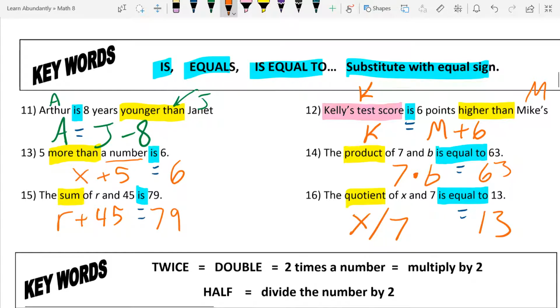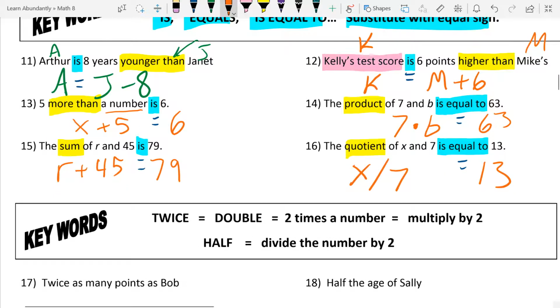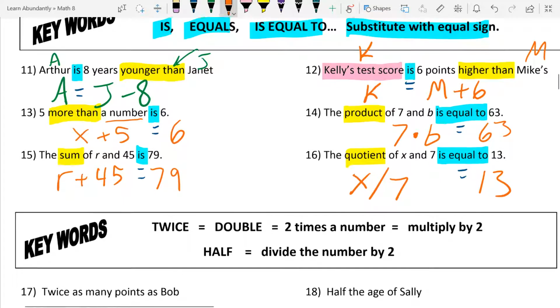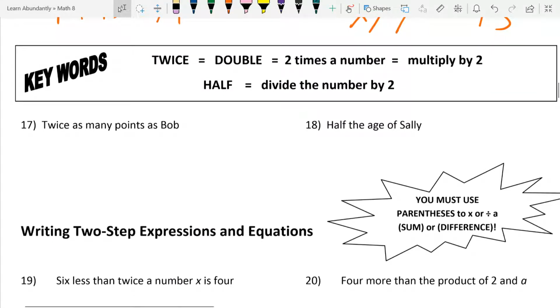We have a couple other keywords that we come across sometimes, and that's twice or double. Whenever you see the words twice or double, that means we need 2 times a number, or just simply multiply by 2. They all mean the same thing. If we see half, that means we need to divide that number by 2. We're going to cut it in half.